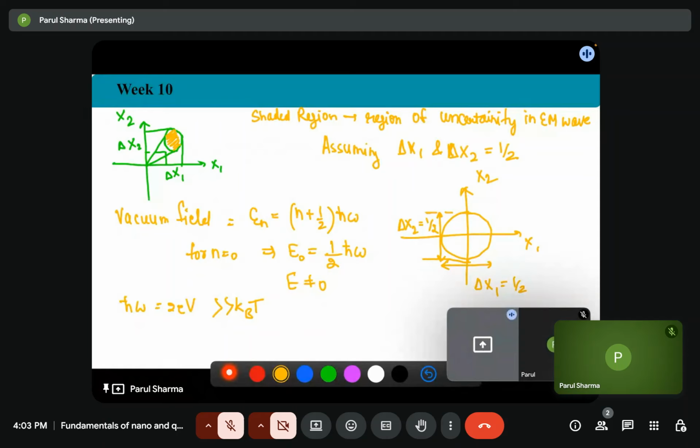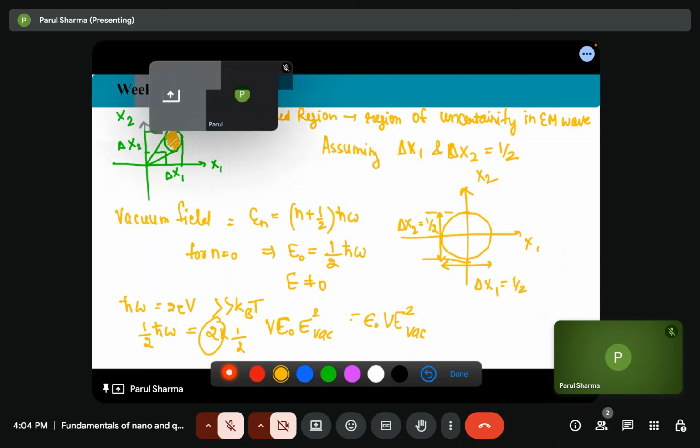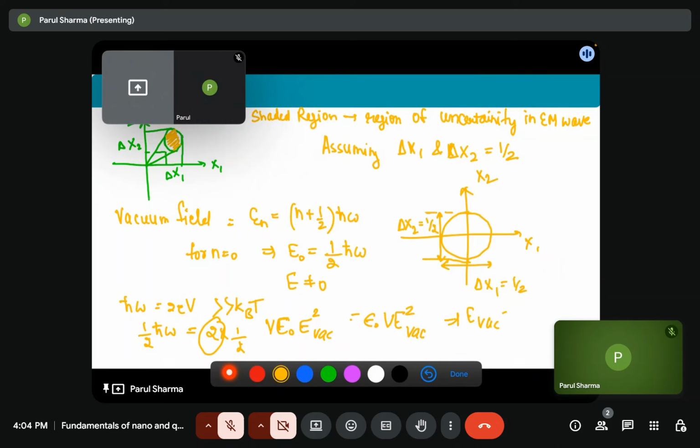So half h cross omega is equal to 2 into 1 by 2 epsilon naught E vacuum squared times volume V. That too is because of the magnetic field contribution. So we know that E vacuum is equal to the square root of h cross omega by 2 epsilon naught V. So this is the vacuum field.